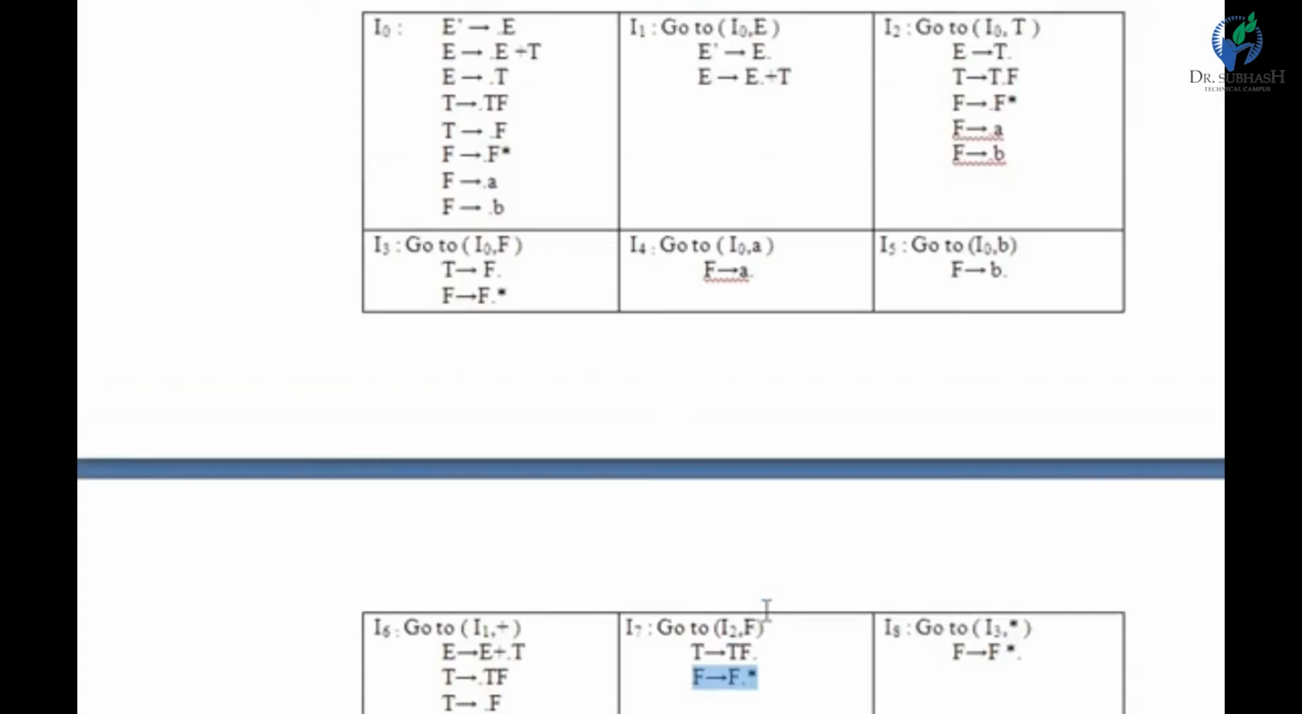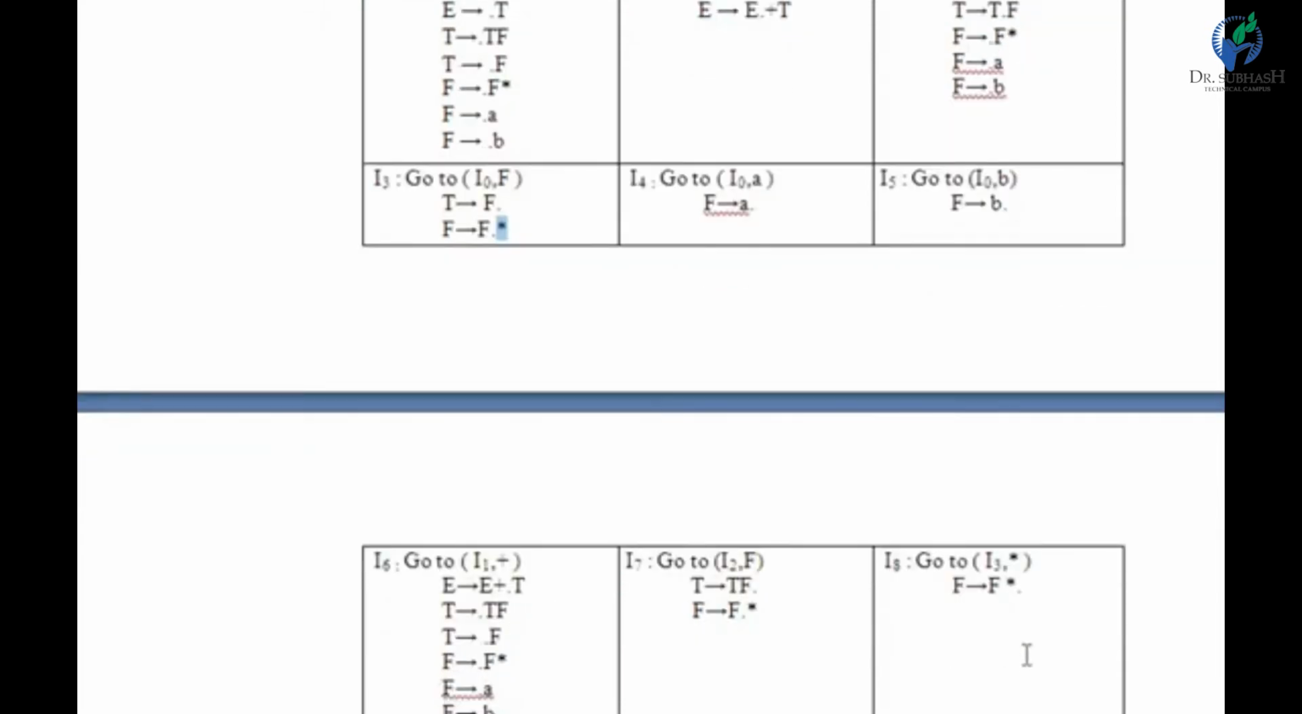Next I3, this production is complete. So move I3 to star. The sequence continues I3, I4, I5, 6, 7, 8. Go to I3 to star, so the dot is moved from F to F star dot. Next, I4 is a complete production, I5 is a complete production.